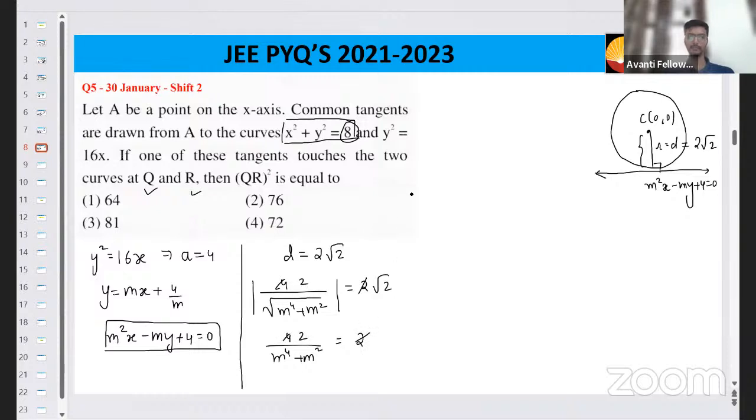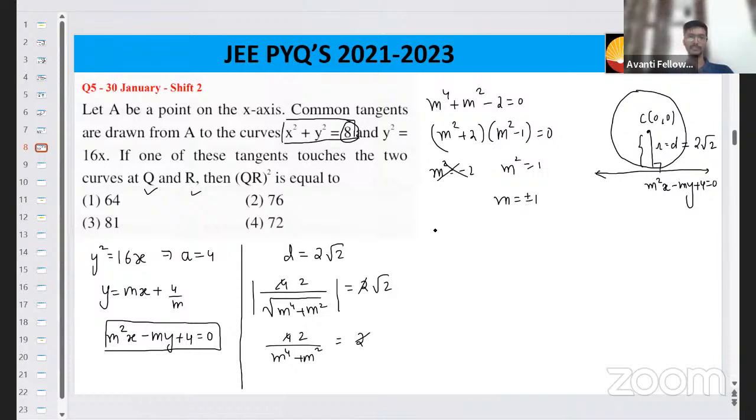So again we can cancel this out. Let me write it here. So m raised to 4 plus m square minus 2 equals 0. So what are the factors? Are there any factors? 2 ones are 2, plus 2 minus 1. Yeah. So m square plus 2 and m square minus 1 equals 0. That means m square equals minus 2 or m square equals 1. Now this is not possible, square of a number cannot be negative. That means m is equal to plus or minus 1.